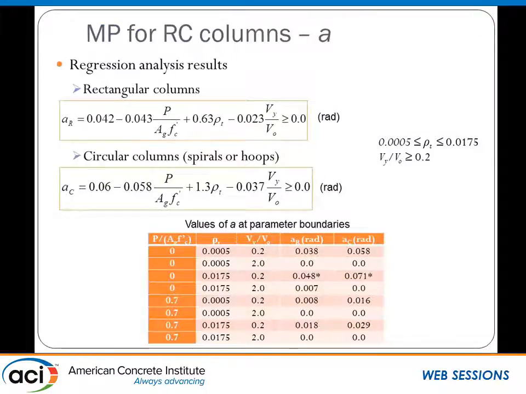And this is the final version for the A parameter. We ran some regression analyses and got an equation for rectangular columns and one for circular columns.